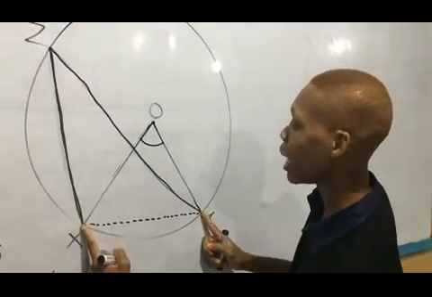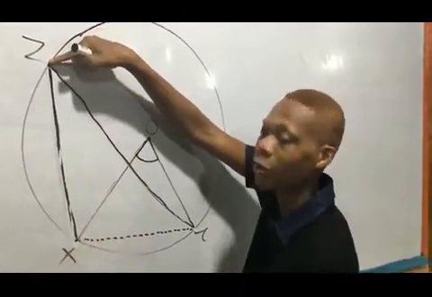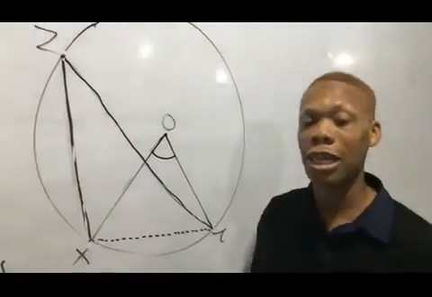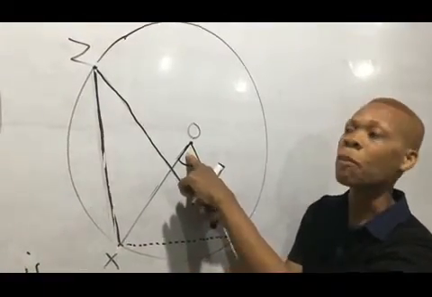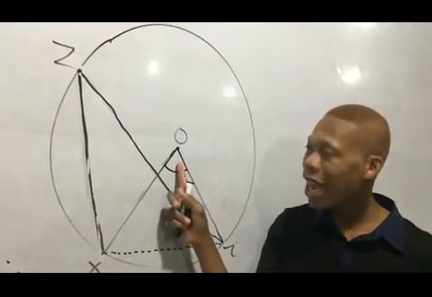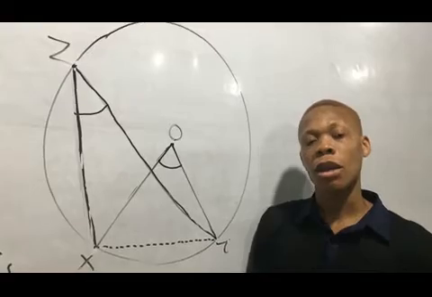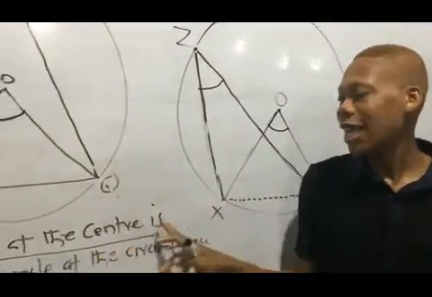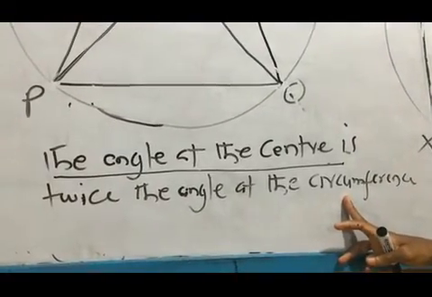So look at the chord XY and follow the line which creates the angle Z. You realize that the 2 lines have a connection with line XY. This line has a connection with X, and this line has a connection with Y. So chord XY is subtending Z at the circumference. So one chord, XY, is subtending O at the center, and the same XY is subtending Z at the circumference. So one chord subtends 2 angles, one at the center and one at the circumference. What it means is that there is a connection between the 2 angles. And we say the connection is that the one at the center is twice the one at the circumference.